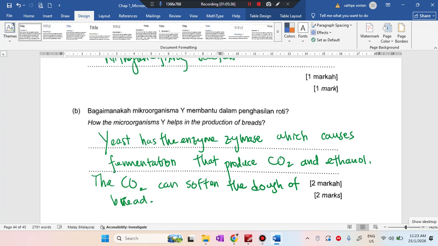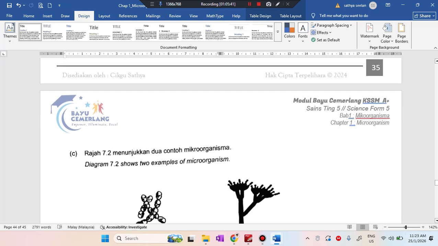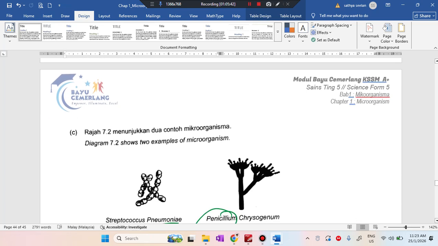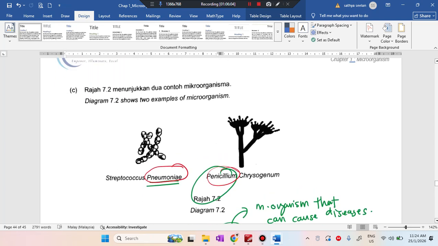Okay, next one. Now they show two more examples of microorganisms. Streptococcus pneumoniae means it will cause pneumonia, bad for our health. By the word we know already. You see here, pneumonia, and then penicillium. Okay, which one is the pathogen? Pneumonia, because it can cause disease.